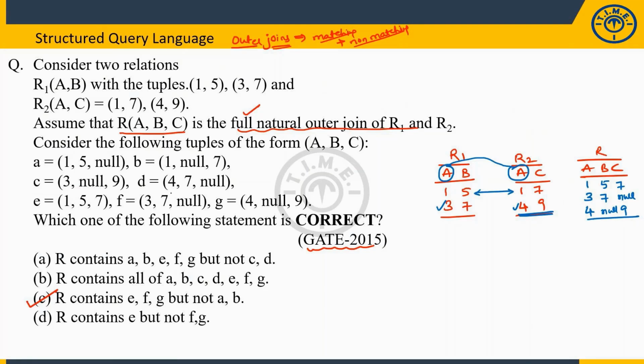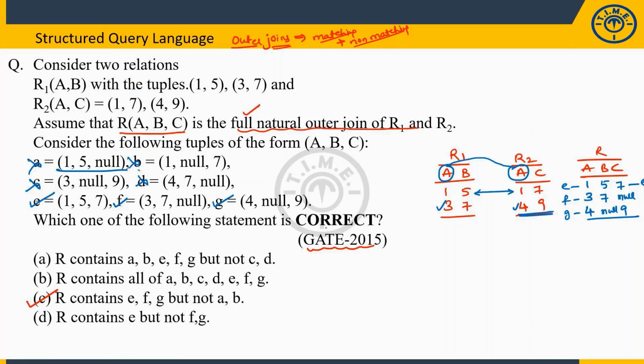Now look at which tuples. A equal to 1, 5, null, not there. 1, null, 7, not there. 3, null, 9, not there. 4, 7, null, not there. 1, 5, 7, correct. 3, 7, null. 1, 5, 7 is E. Okay, this is E. And 3, 7, null is F. This is also correct. And 4, null, 9 is G. This is also correct. E, F, G is in the output.